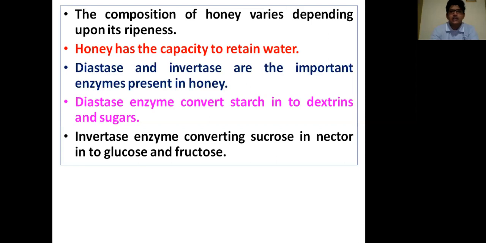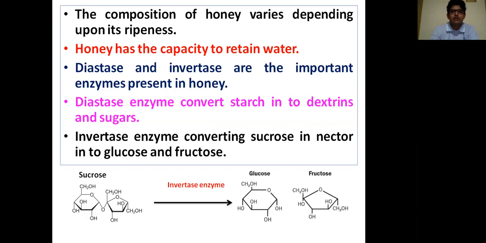Honey has the capacity to retain water. Diastase and invertase are the important enzymes present in the honey. Diastase enzyme converts starch into dextrin and sugar. Invertase enzyme converts sucrose in nectar to glucose and fructose. So this is the reason why there is an increase in percentage of glucose and fructose when it is kept for a longer time.